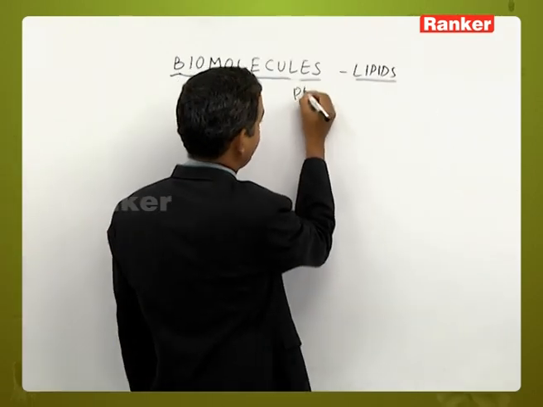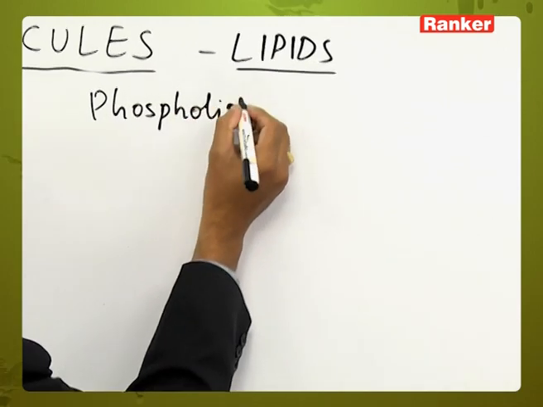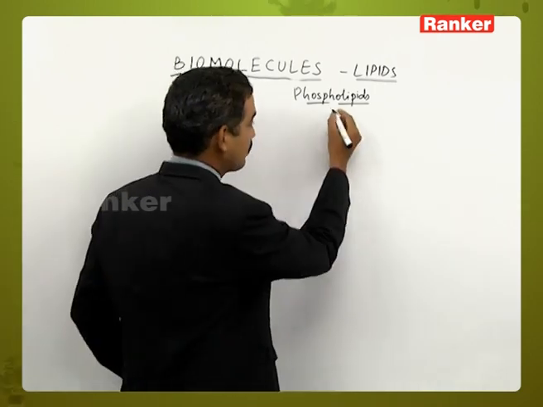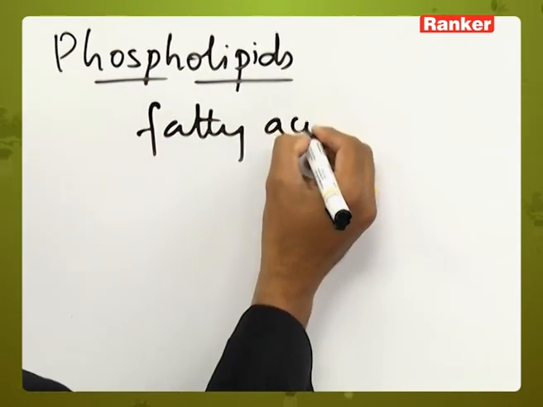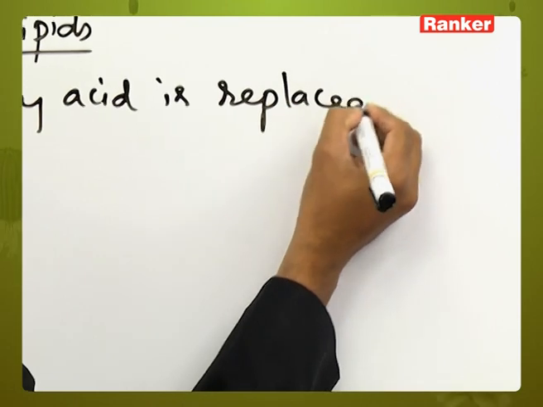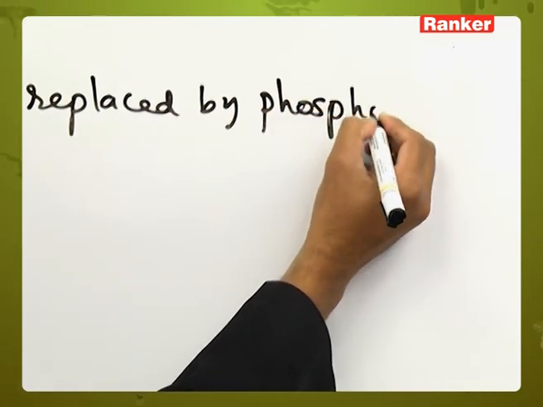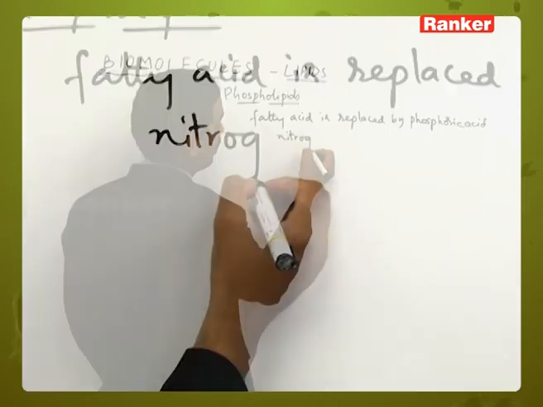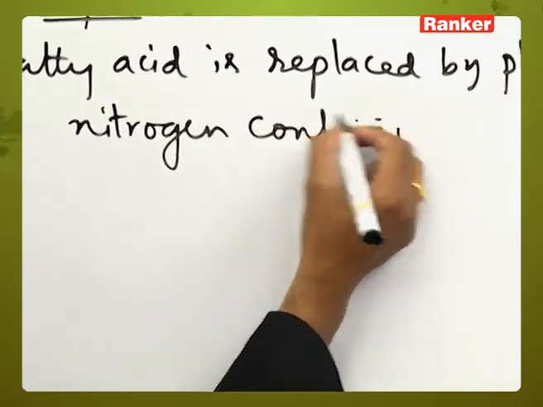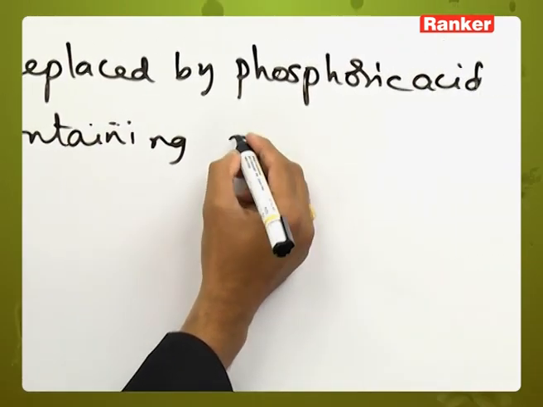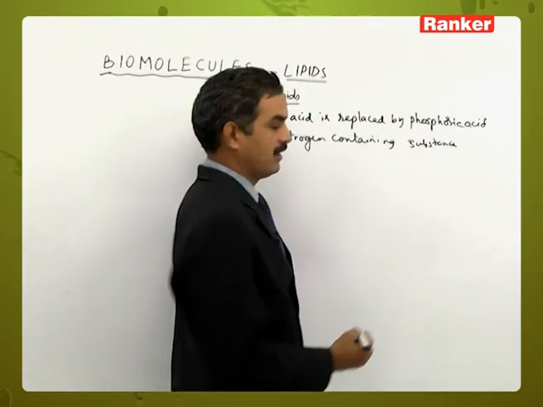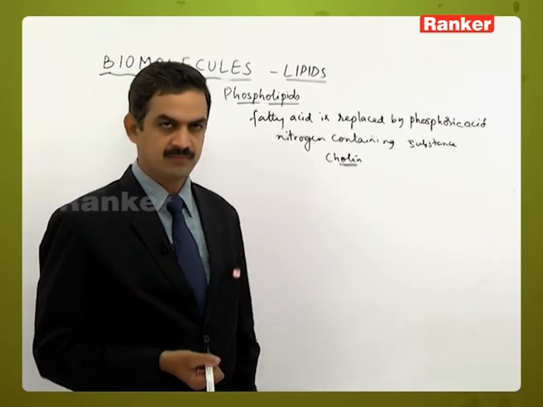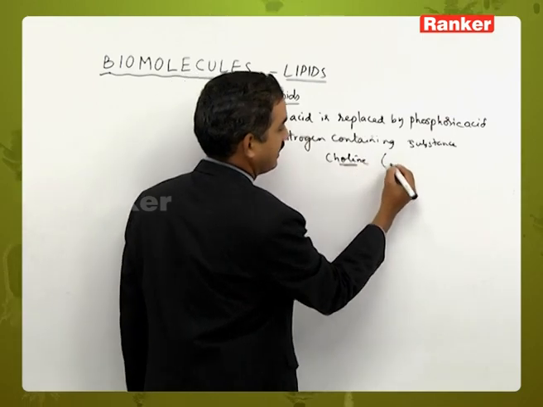So next one is phospholipids. Phospholipids are also fatty acid esters in which one of the fatty acids is replaced by phosphoric acid, and this phosphoric acid contains nitrogen containing organic molecules. Here, if choline is present, we call that lecithin.